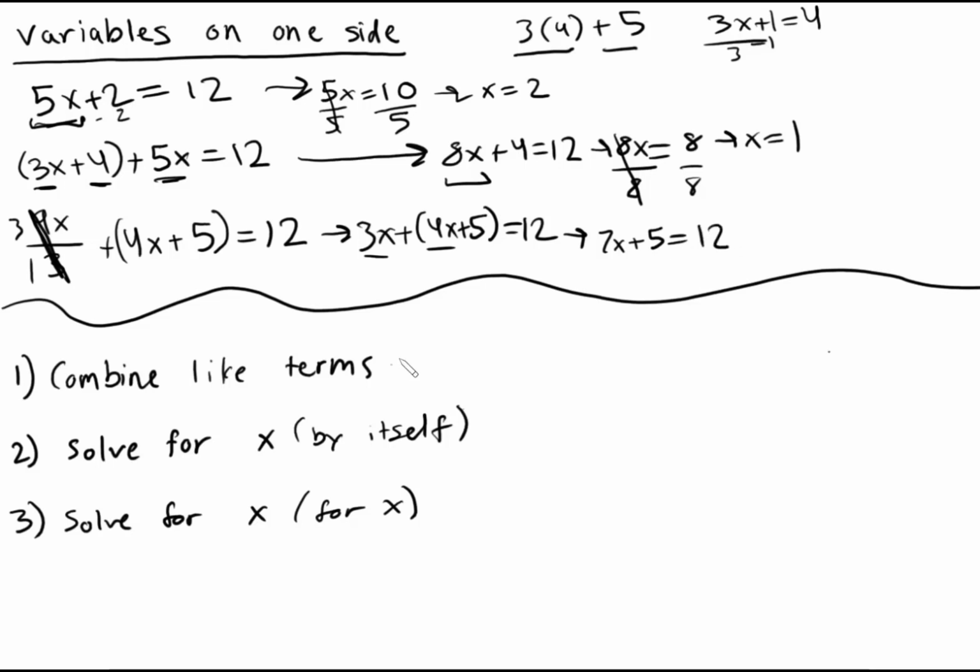Now we're going to solve for the x and its coefficient by itself. So we're going to isolate that 7x term. Keep in mind that this is isolating x plus its coefficient, and the next step is isolating just x. Here we move 5 to the right hand side, and you get 7x is equal to 7. So now you can isolate x by itself, and once again you get x equal to 1. These are just basic examples on how you solve for variables on one side.